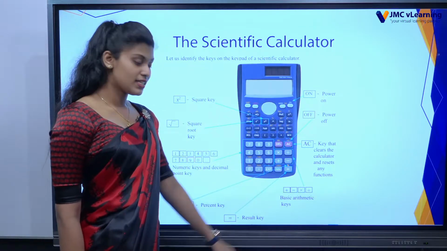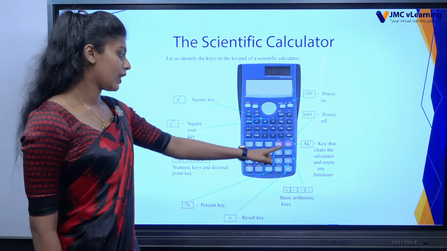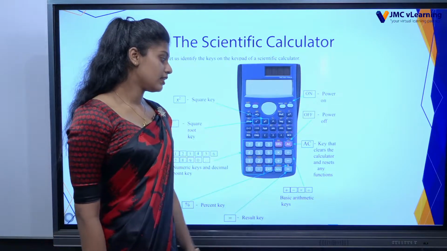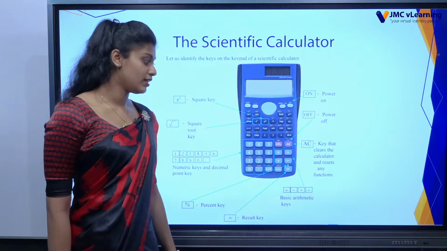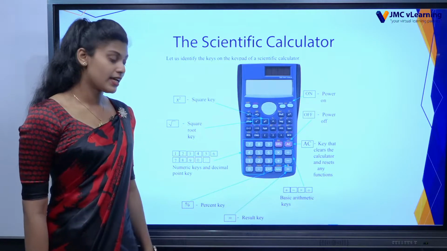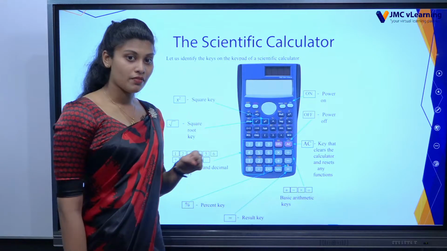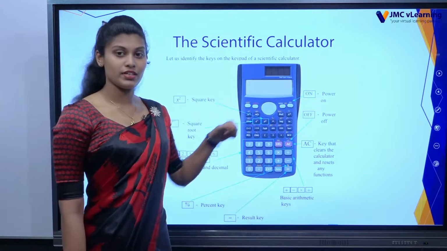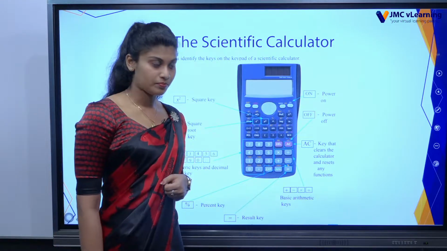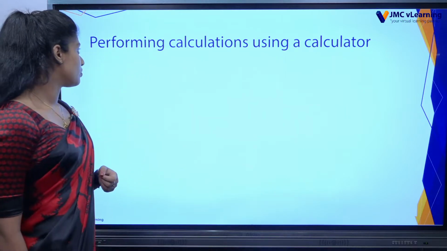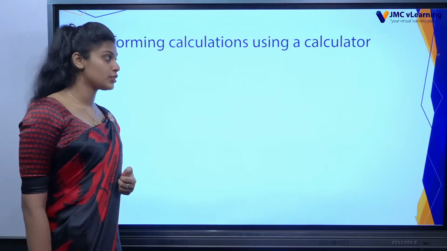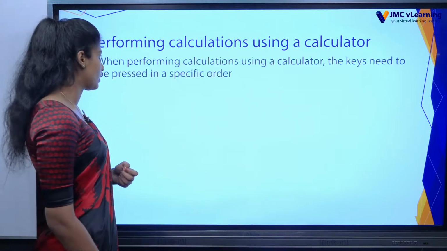These are the basic arithmetic keys. AC is the key that clears the calculator and resets any functions. This one is the power off key and that one is the power on key. Now let's perform calculations using a calculator.